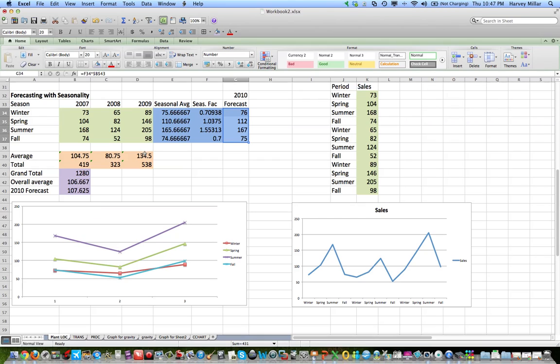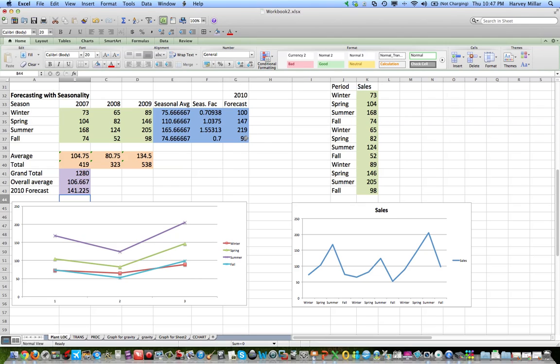What if instead I did a projection of that 134? I believe that this trend is going to increase, but maybe I'm just going to randomly select 5%. So this average is, actually I'm just going to go right here. I'm going to say that this is equal to the average for 2009 multiplied by 1.05. So here I'm going to increase it to 141 as the average, and we see the adjustments made, and now our forecast is 100 units for 2010 in the winter, 147, 219 and 99.